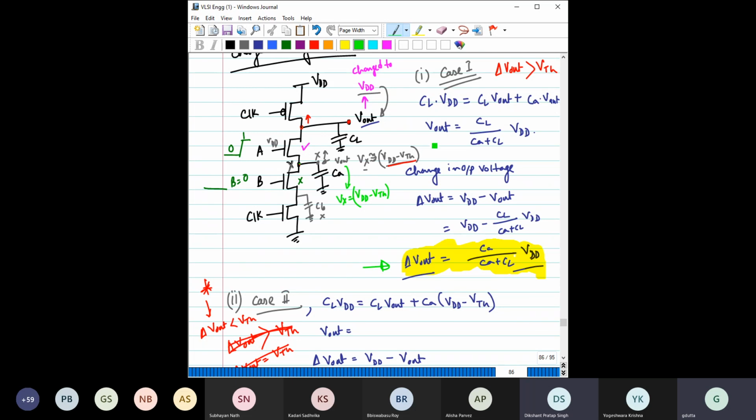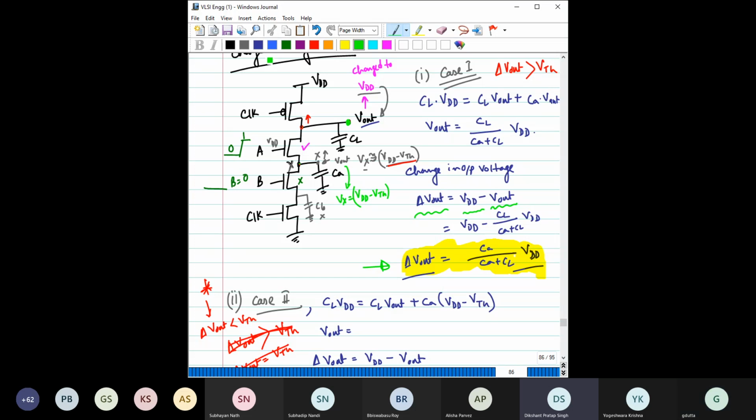But if I ask, sir, so this delta V out is for the CA or CL? Delta V out is the change in output voltage, the change in the output voltage node. So it is basically this change in V out here, not this one. See, that's what we are doing, na? Delta V out equal to VDD minus V out. So VDD was initial, V out is final, right? Okay.